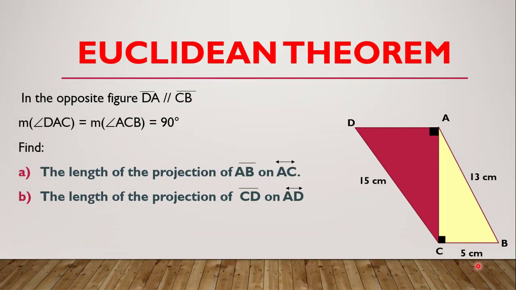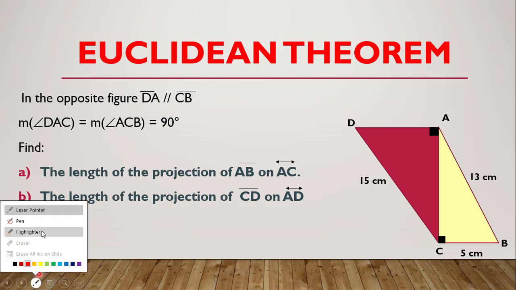In this exercise, we have two right-angle triangles, triangle ABC and triangle ACD. The two triangles are right-angle triangles. So the measure of angle DAC equals the measure of angle ACB equals 90 degrees. I want to get the length of the projection of AB on AC and the length of the projection of CD on AD. Okay, so let's begin.